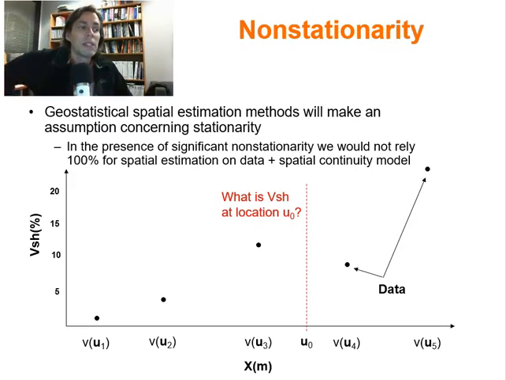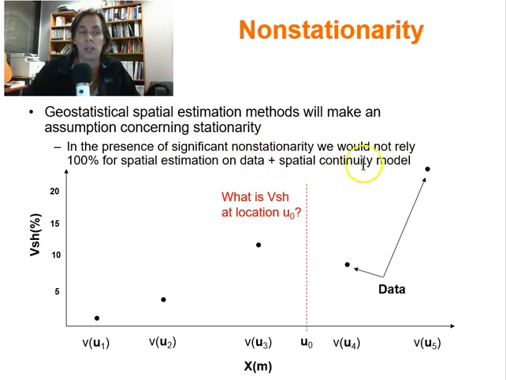Let's give ourselves a very simple problem where we have non-stationarity. You're going to see how critical it is for us to account for non-stationarity when we're making estimates, and it'll follow when we're trying to do simulations later on. What we'll find is that in the presence of significant non-stationarity, we would not want to rely 100% on a spatial estimate based on just data and a spatial continuity model. We'd want to incorporate a trend component. So let's give ourselves a very simple problem to demonstrate this.